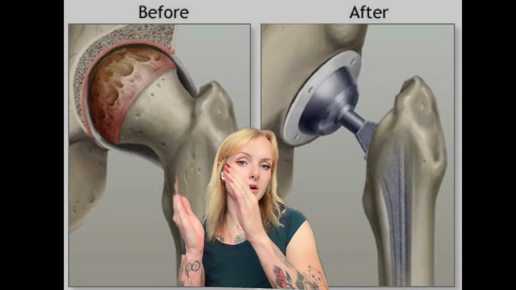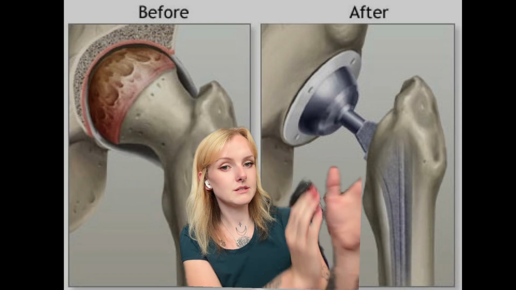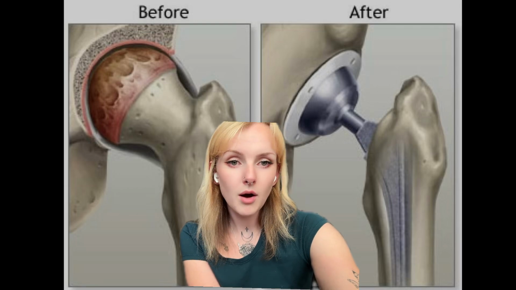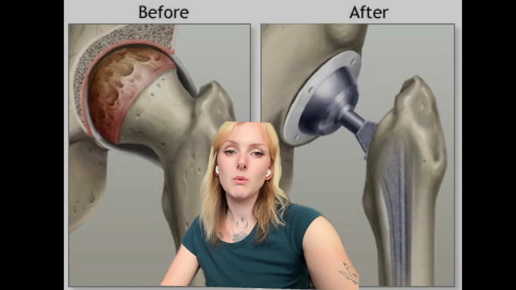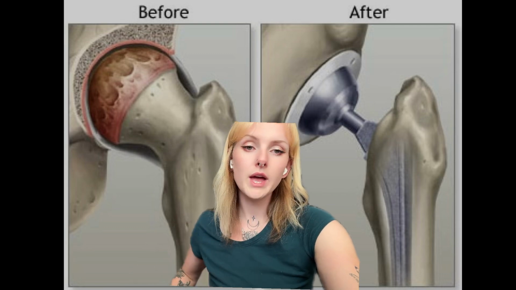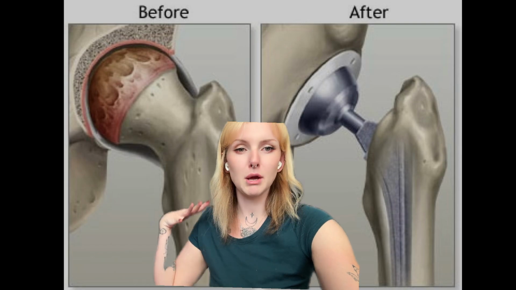This is where the original joint is removed and an artificial joint is put in place. This is the most common and most effective surgery option. The most common site that this procedure will be done is going to be the shoulder, the hip, or the knee, not so much in the hands or the wrist. It's mostly the big movers.